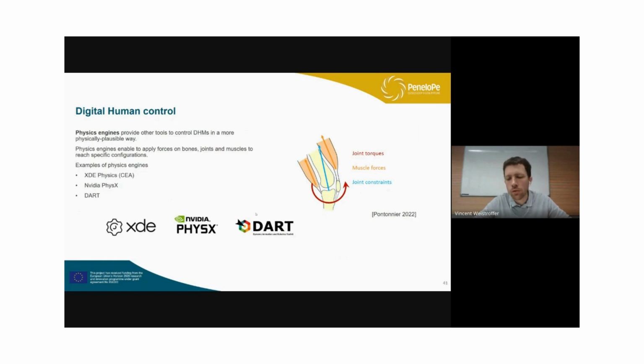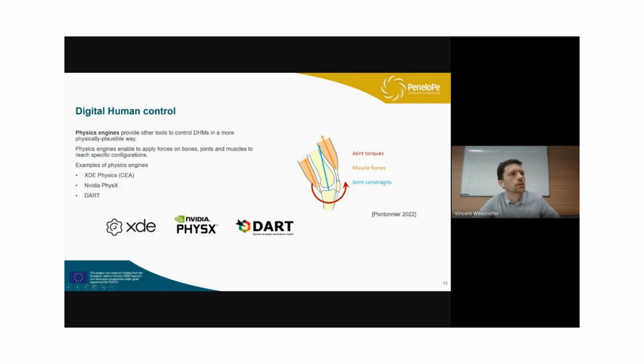Instead of using animation algorithms for digital human control, the idea is to use physics engines in order to develop control laws and control algorithms to control the digital human model in a more physically plausible way. These physics engines will apply forces on bones, they will apply torques on joints, and depending on the physics engine, they can also apply forces on muscles in order to control the digital human model and reach specific configurations.